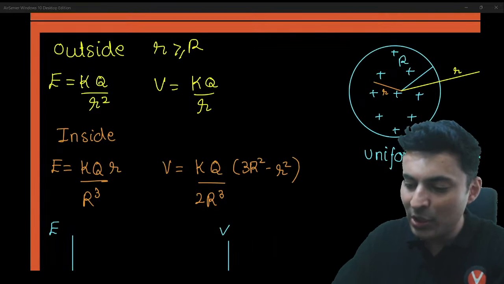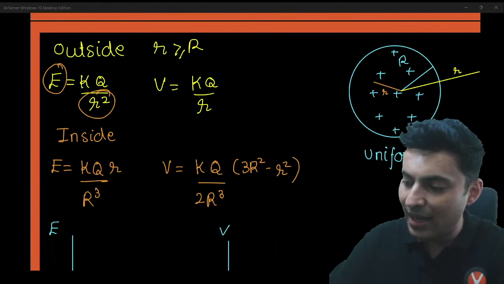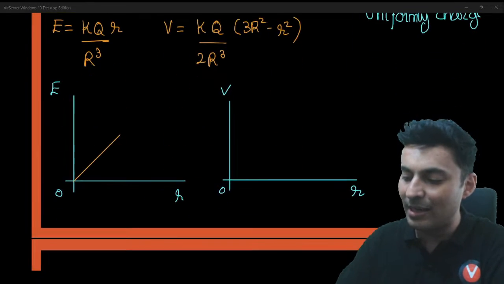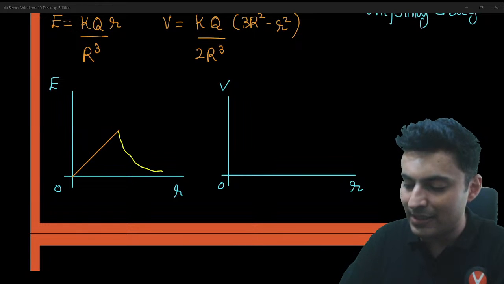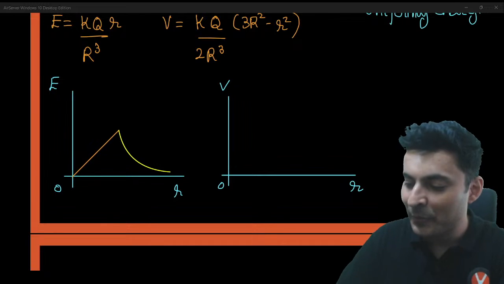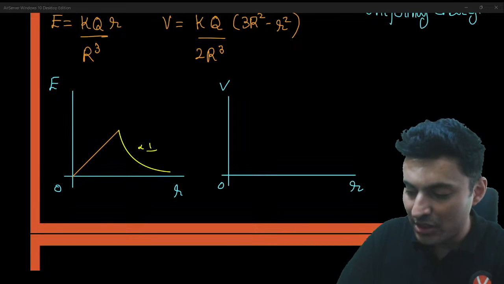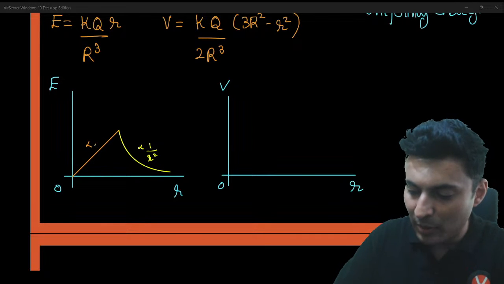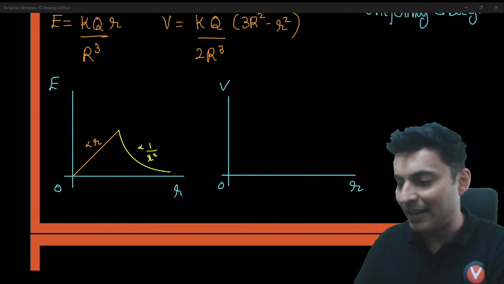If you talk about field, when you are inside, can you see it is directly proportional to r? Can you see the field is directly proportional to r, my dear warriors? So that means it will be a straight line. Field will be a straight line. And the moment you are outside, then it is 1 by r square. So that means it will be some curved line like this. So it is inversely proportional to r square outside, and directly proportional to r inside.